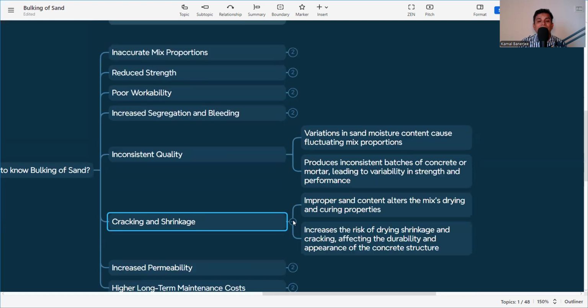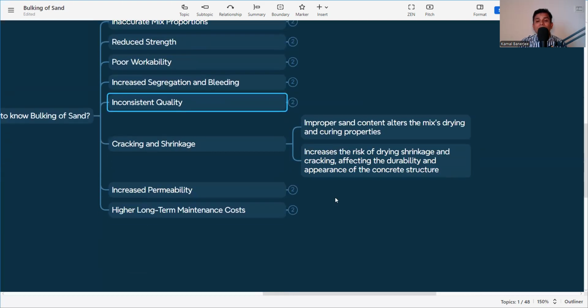Then cracking and shrinkage, that is also an effect. Improper sand content alters the mix drying and curing properties. That increases the risk of drying shrinkage and cracking, affecting the durability and appearance of the concrete surface. So again, it is a harmful effect for the concrete or the structure, as there will be cracks, and this crack will be a weak zone to penetrate moisture and other harmful chemicals like chloride, carbon dioxide, etc. Again, corrosion can happen. So cracking and shrinkage is also an effect of bulking, and bulking can influence it.